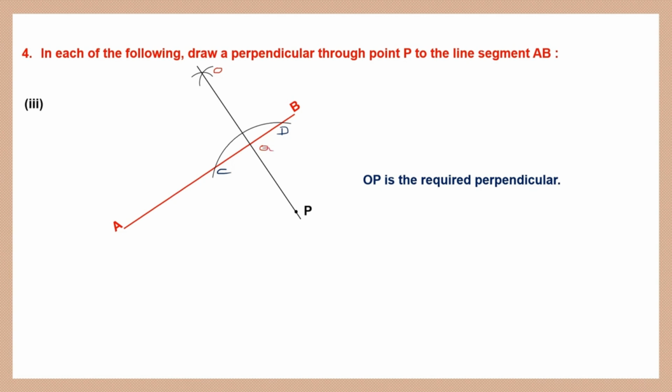So in this case, angle AQO is equal to 90 degrees. This is 90. Similarly, the other side is also 90 degrees. That means angle AQO is equal to angle BQO, and they are equal to 90 degrees. So we have drawn the perpendicular to the line segment AB from a point outside the line.